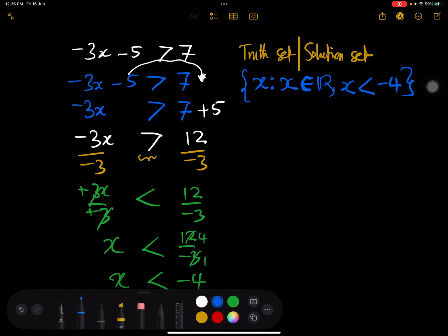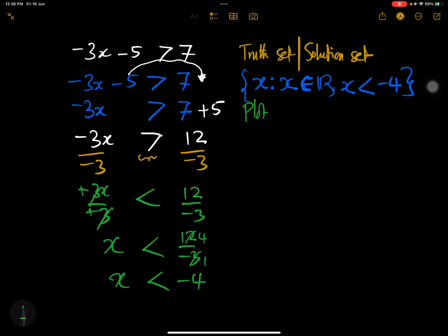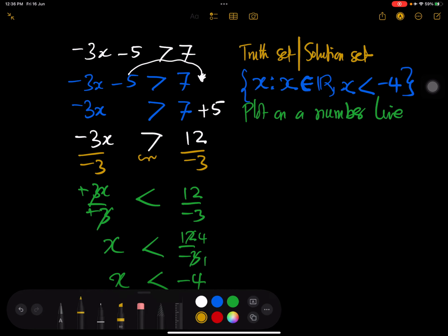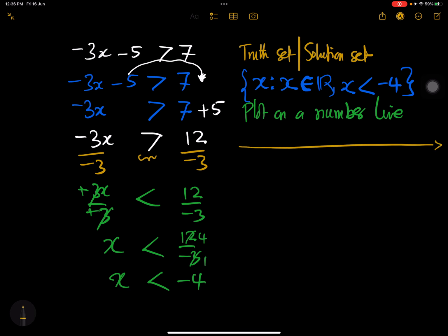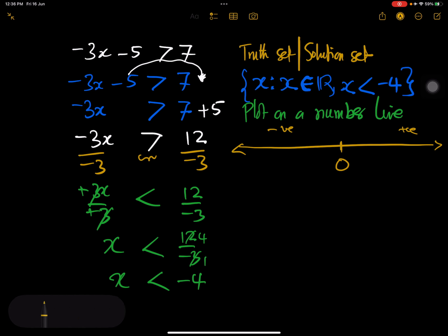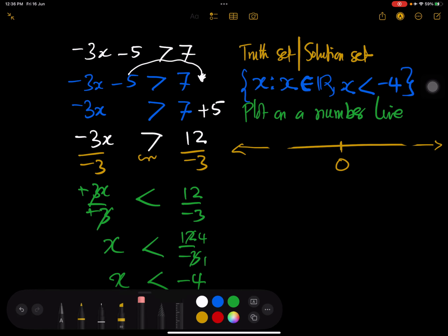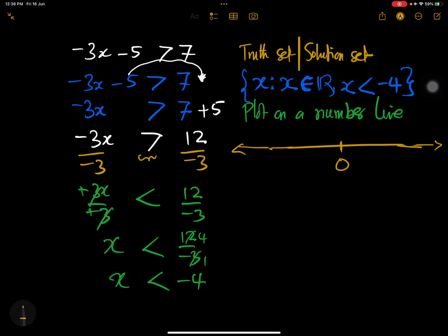But if they are asking us to plot that on a number line, I think that's easy. I know you know that. We're going to draw the number line, and we know that in the middle is 0, and then this side is the negative side, and this is the positive side, right? I hope you haven't forgotten that. So if you have not forgotten that, the -4 is going to be somewhere here.